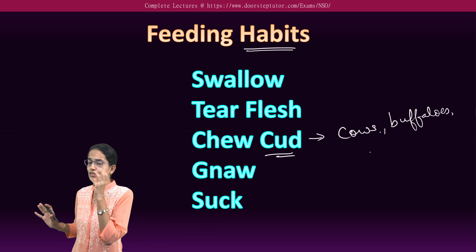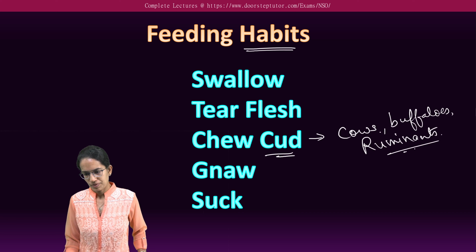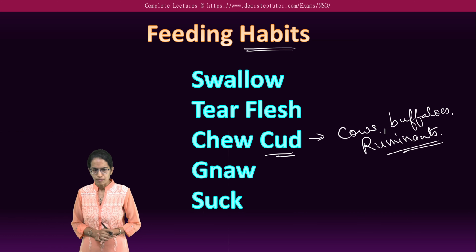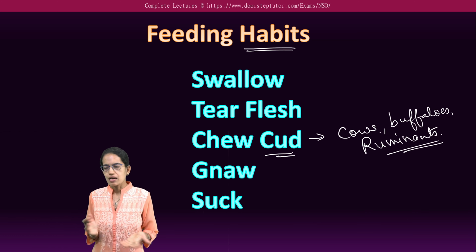These animals are known as ruminants. Cows, buffaloes, camels, goats, horses are good examples. Some animals swallow. During the monsoon months, see a lizard on the wall. It will just swallow the insect at once. Frogs are similar in habit. Snakes, similar in habit. Crocodiles, similar in habit. Reptiles, primarily.